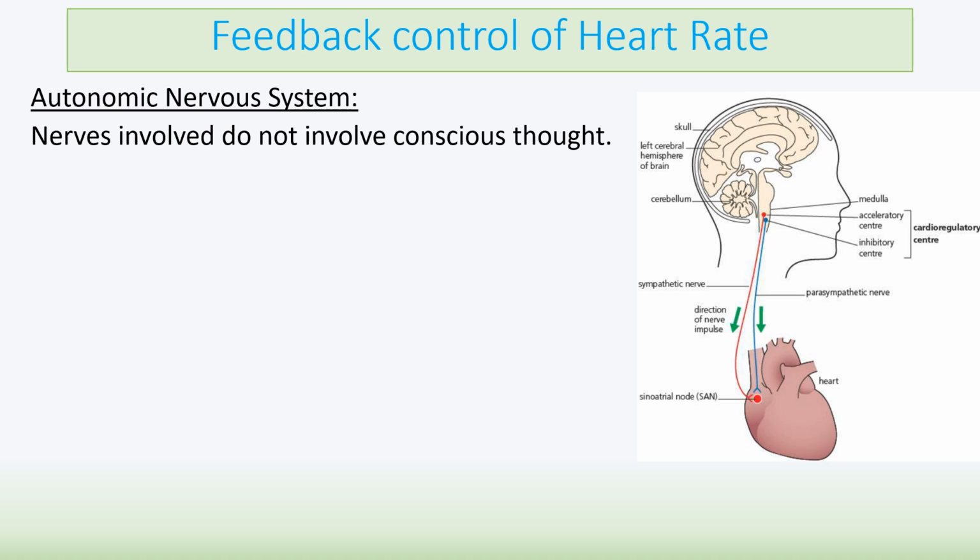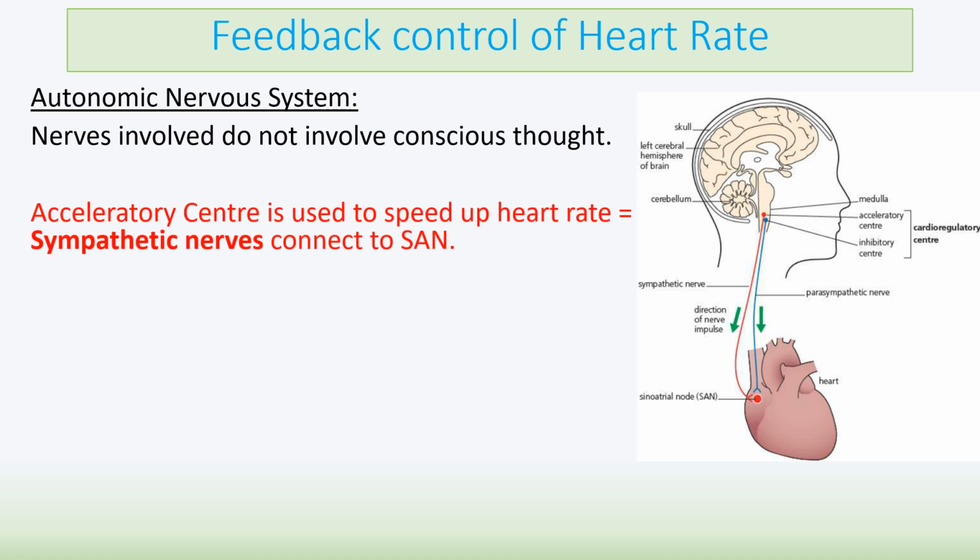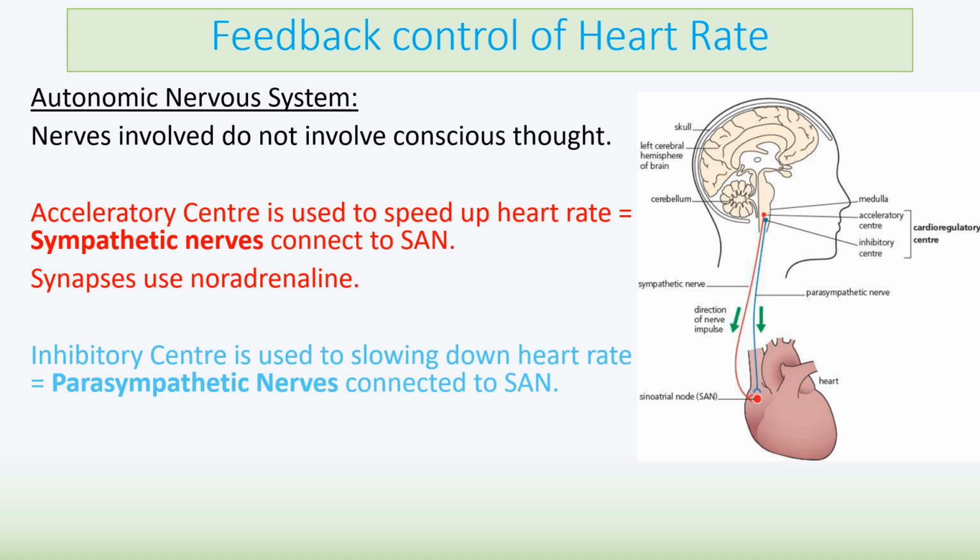Well, it's due to your autonomic nervous system. So nerves do not involve conscious thought that link to this, and there is an acceleratory center in the medulla oblongata, which will speed up the heart rate by sending a message via the sympathetic nervous system to the sinoatrial node. And these synapses involved here use noradrenaline.